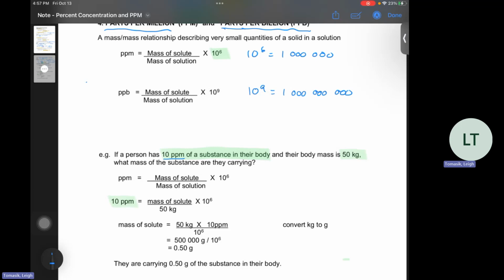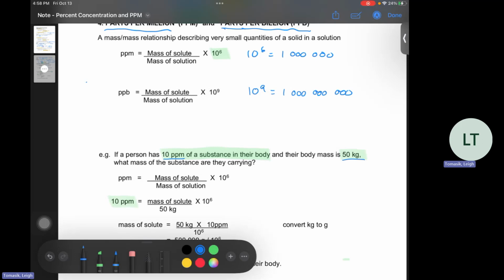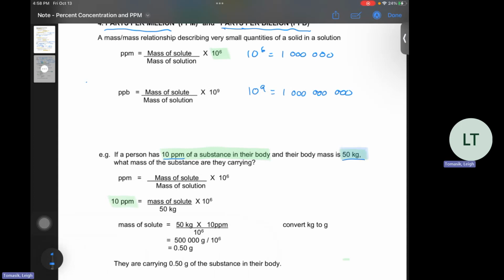If you examine a million particles in this person's body, 10 of them will be the substance, the medication or whatever. So we have the mass of the solute over the mass of the solution. This person's body is the solution. That medication at 10 parts per million is dissolved in their entire body. So the mass of the solution is 50 kilograms.